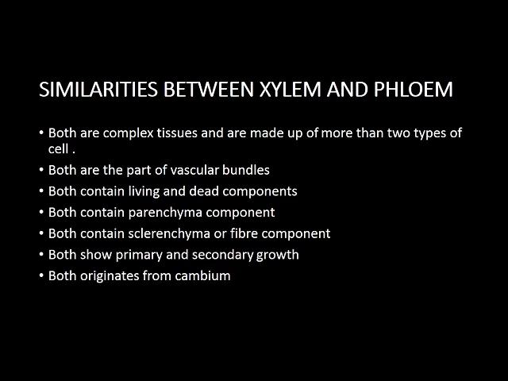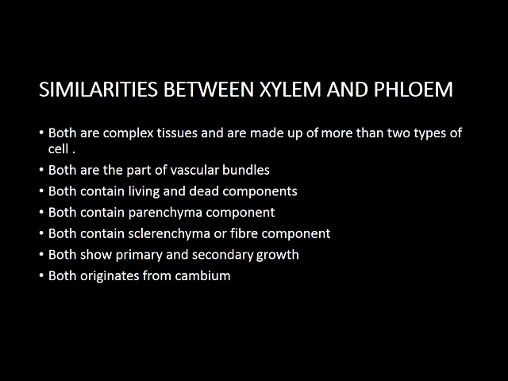Okay, children, what are the similarities? Both are part of complex tissue and both are made up of more than two different types of cells. Both of them are a part of the vascular bundle. Both contain living components as well as dead components. In both, parenchyma is present and in both, sclerenchyma is present. Both show primary as well as secondary growth. Children, what is this primary and secondary growth? That I'll be taking in your next class.